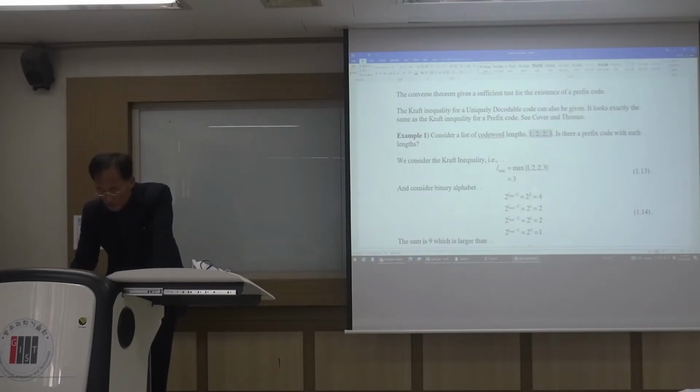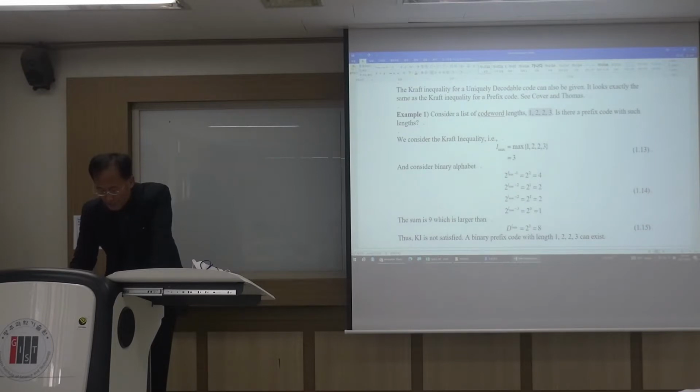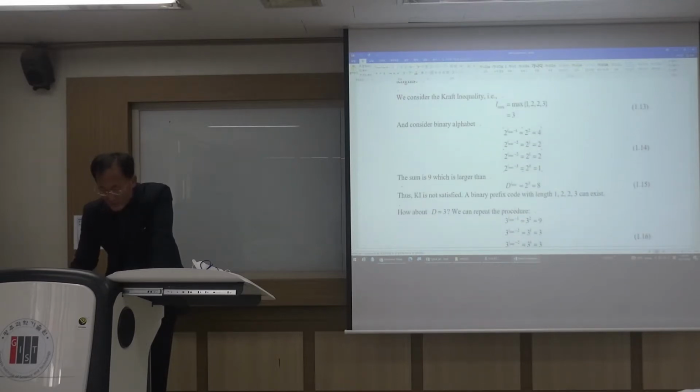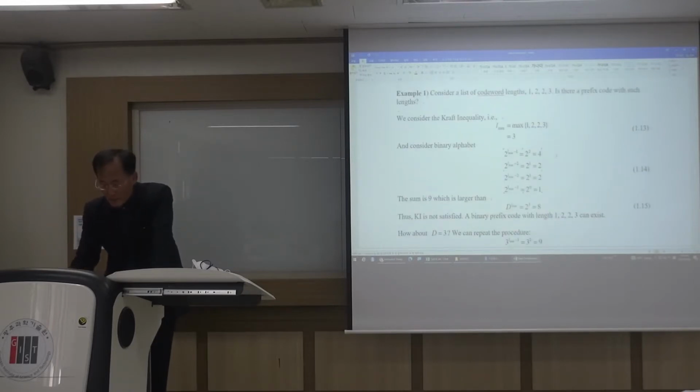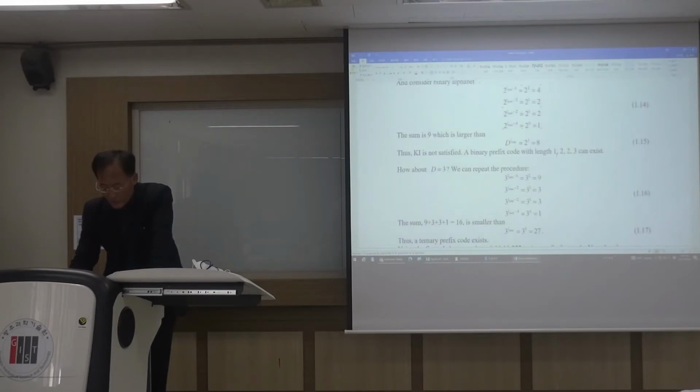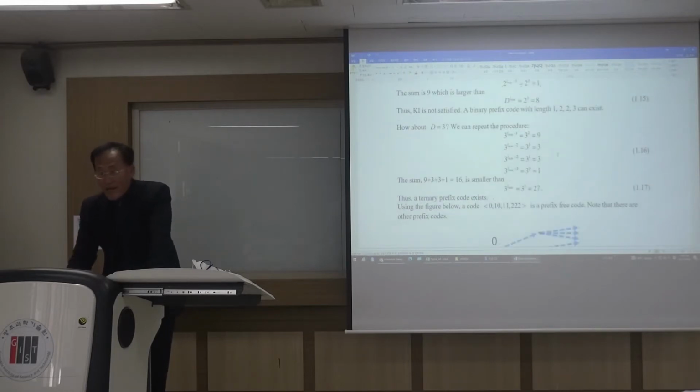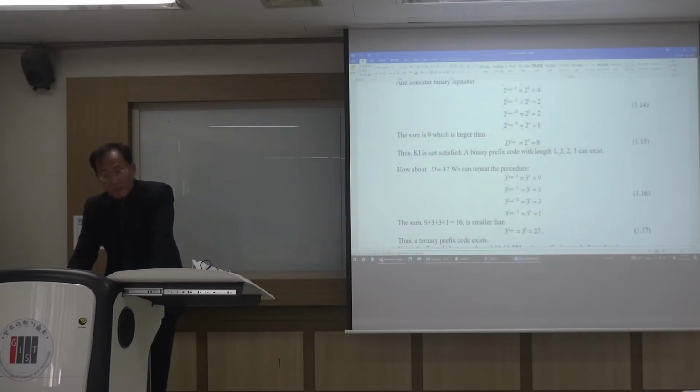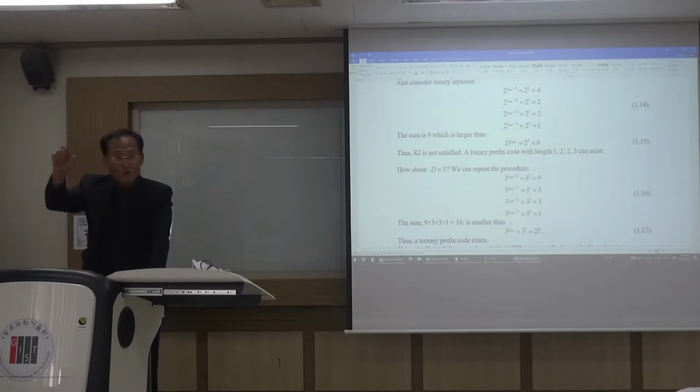When you do the calculation, basically, this is it, and then 4, 2 to 1. The number is 9, which is greater than 8. Aha, this is no good, right? Then existence is negated. It is not possible to find such a prefix code with this length, all right? But that was the case for the binary case, when D is equal to 2.